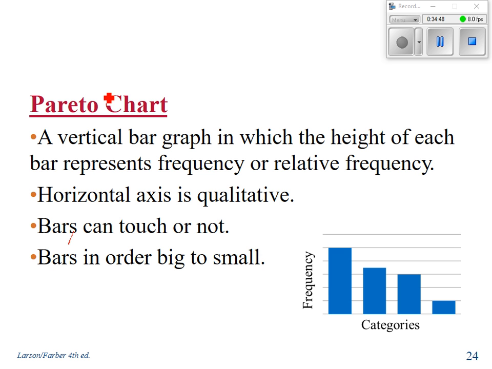Again, not a histogram. What's different about a histogram and a bar graph? All right, the bars don't touch each other. So this is a bar graph, the bars don't touch. Histogram, the bars touch. It's a continual thing.